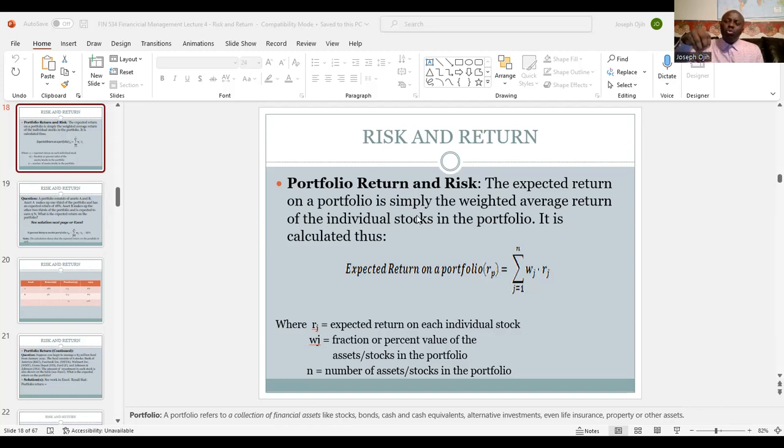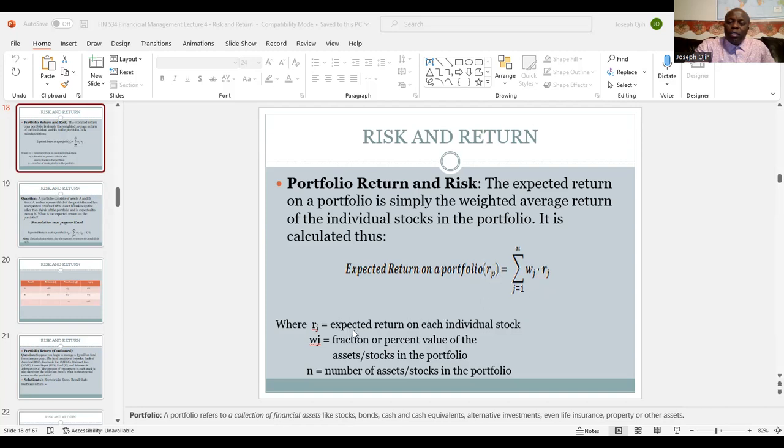The percentage of the individual assets, individual stocks or bonds, that make up the portfolio is what we refer to as the weight. So having said that, I will repeat that the expected return on the portfolio simply means the weighted average of the return of the individual stocks in that portfolio. This is the formula we use for it. Expected return on a portfolio, we use Rp for that, is the sum of the weight of the individual asset in the portfolio times the return on that asset.